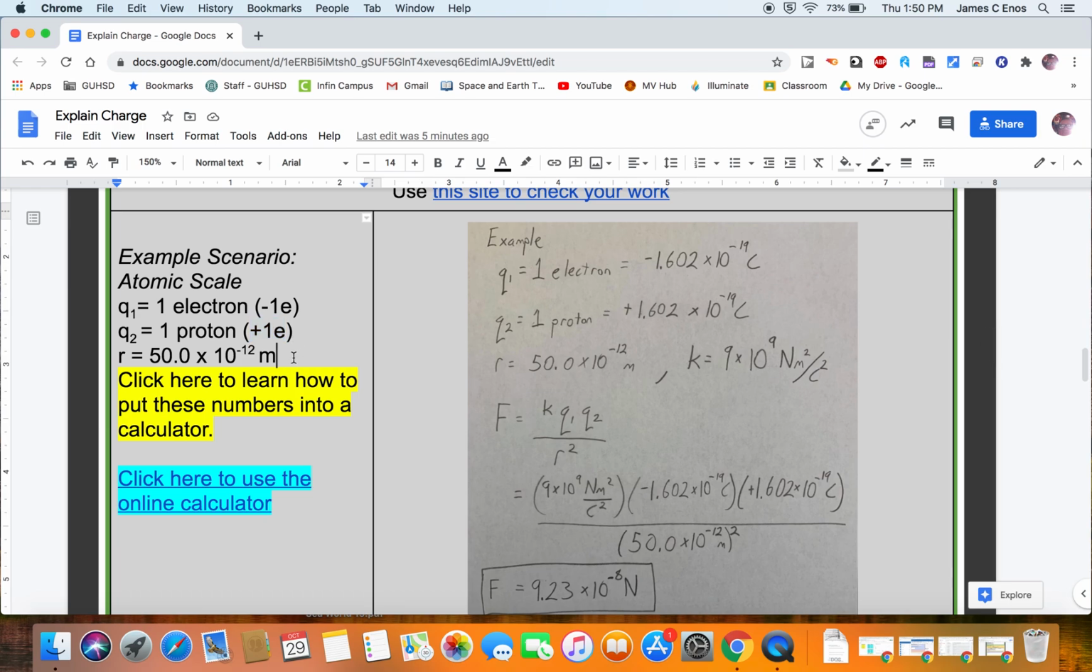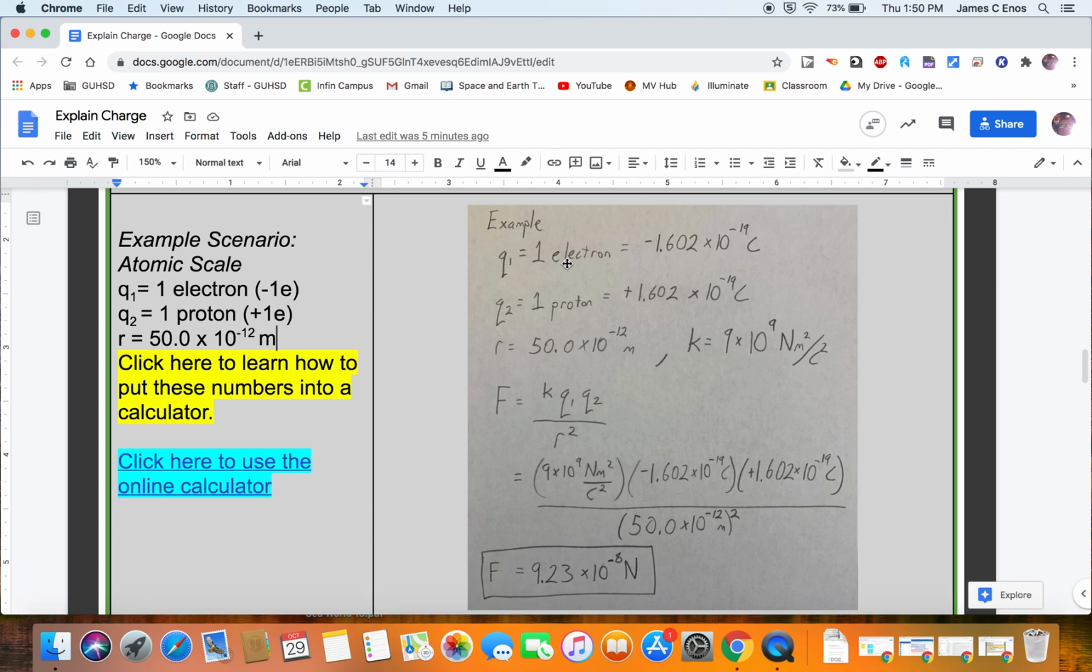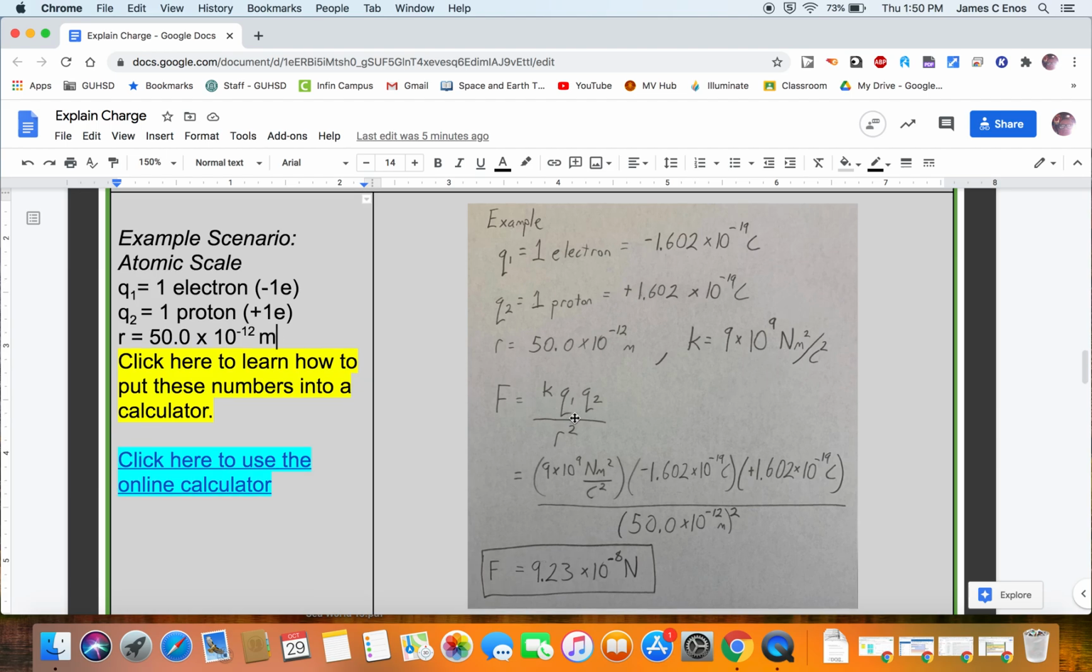So we separate these by a distance of 50 times 10 to the negative 12 meters. And in this example problem, we set Q1 as one electron. It has this negative value, negative 1.602 times 10 to the negative 19th, where one proton has that positive charge of positive 1.602 times 10 to the negative 19. And we're going to multiply them together, Q1 times Q2.